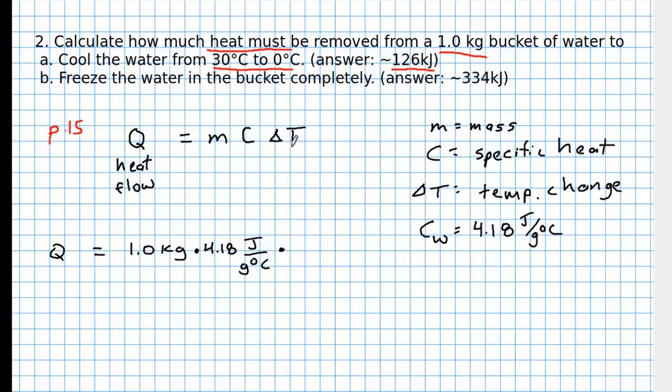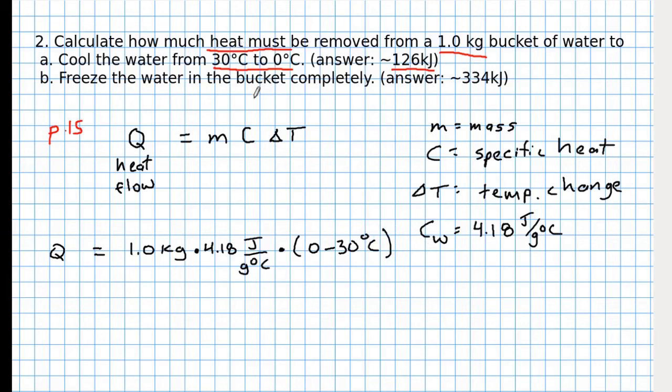And then I've got a delta T. The delta T is how much the temperature changes. Well, it changes from 30 to 0. So the final temperature is 0, and the initial temperature is 30. So the change is minus 30, and that's in degrees Celsius.